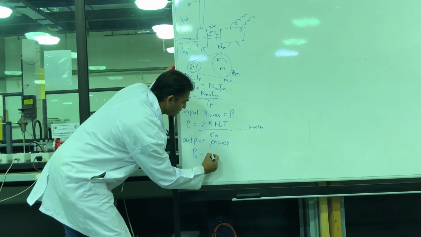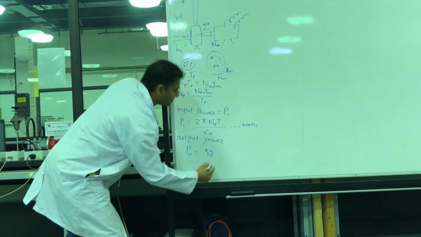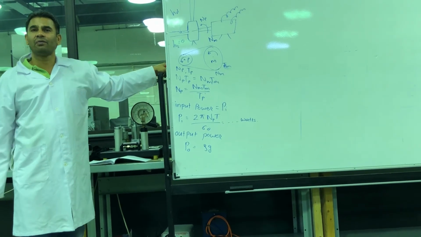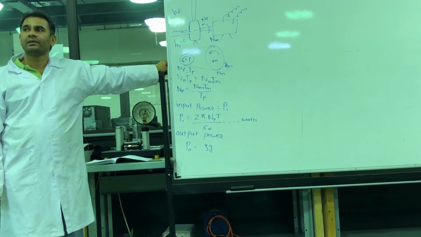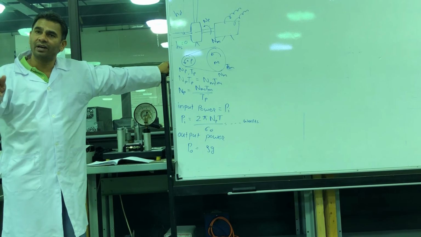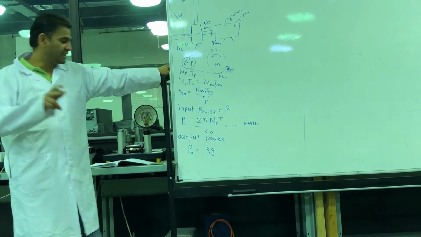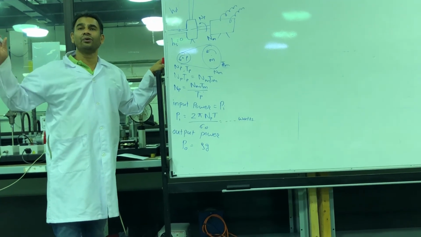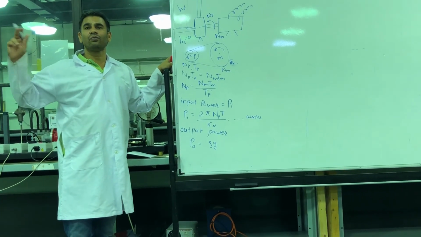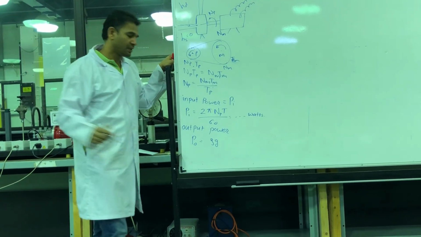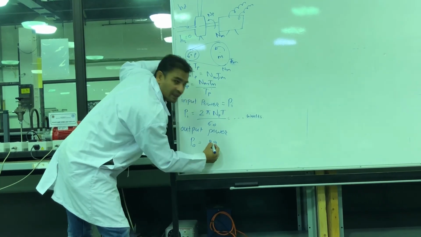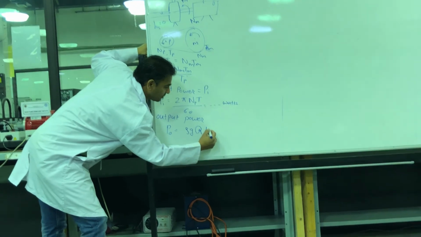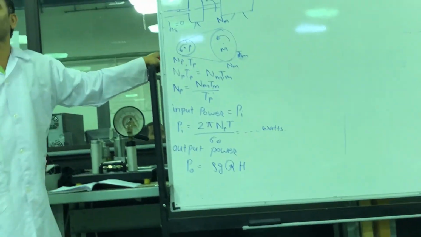This is rho G. Rho G means gamma. And what is the gamma for water? Density of water is 1000. Density into G is gamma, 9810 Newton per meter cube. So rho G means gamma into Q into H, head produced by motor.